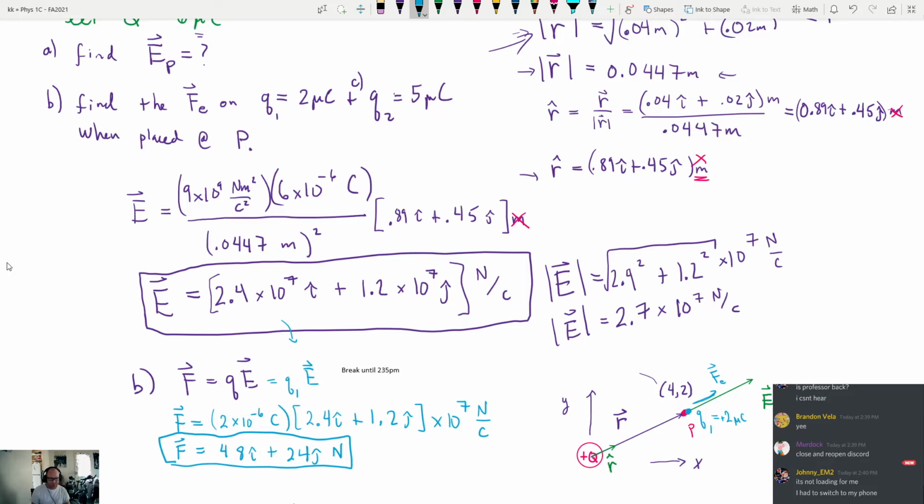Professor, I had a question. Yeah, go ahead. If we had multiplied the charge by the magnitude of the electric field, would that have been an okay answer, or would it have to be in component form? Well, you have different ways of writing answers. That would give you the magnitude of the force, right? So if I take 2 microcoulombs and I multiply by this, that gives me the magnitude of the force.